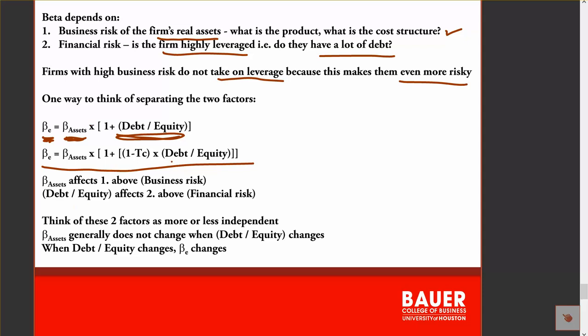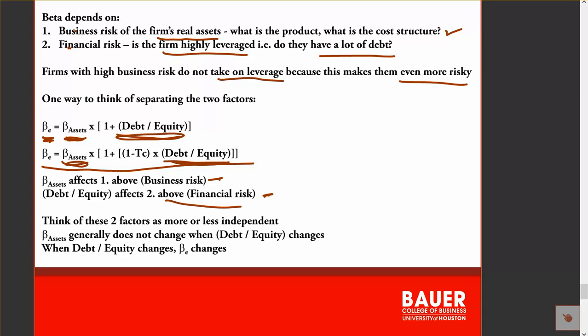The second thing here, which is the debt to equity. So beta of assets affects 1 and debt to equity affects 2. Okay, and you can think of both these as more or less independent. One is based on real assets. This is CFO's choice or the board's choice. They can change this, right? They can decide to issue more debt or less debt. More or less they have control over it. This they have less control over.